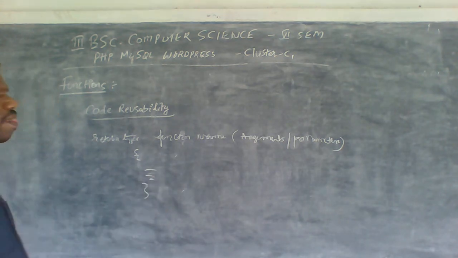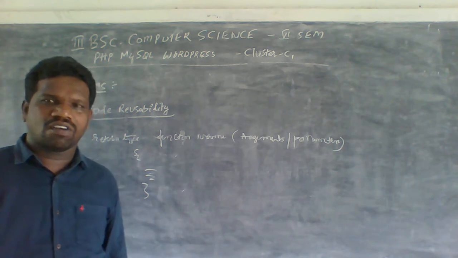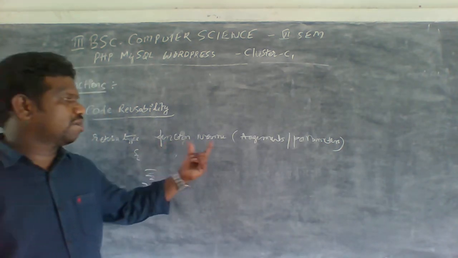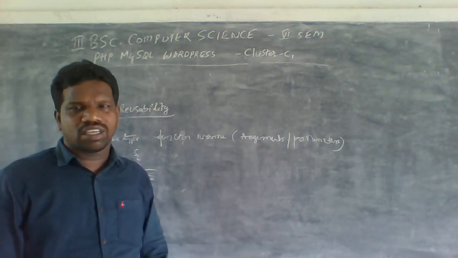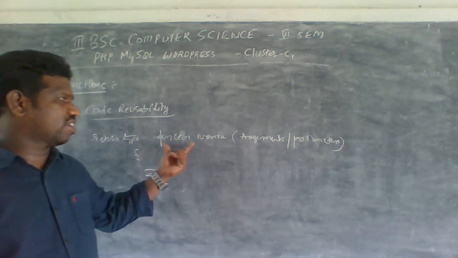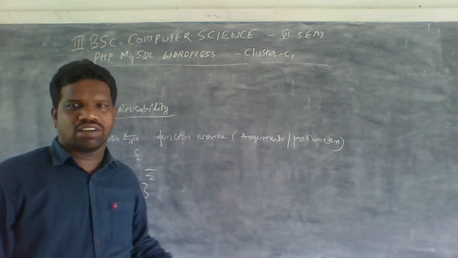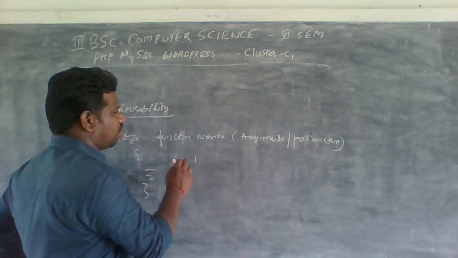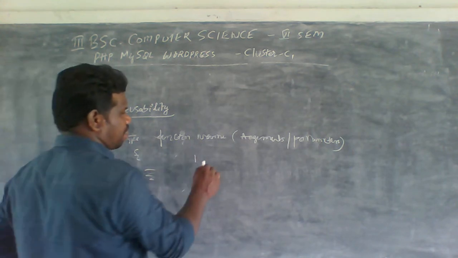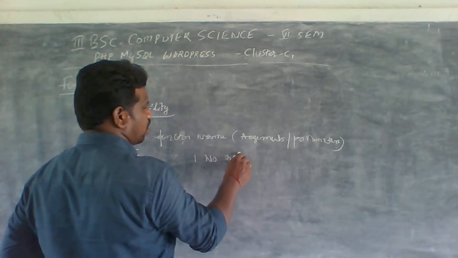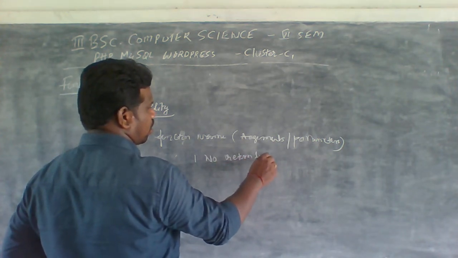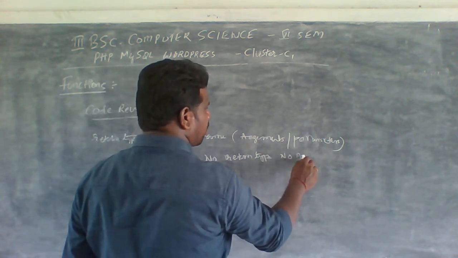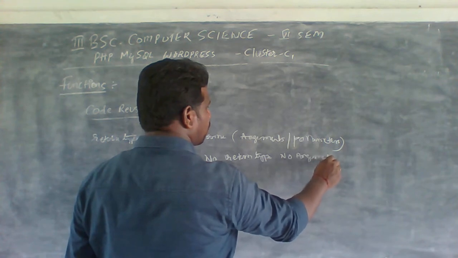So this is called a function when we use it in a C, C++ or Java program: return type, function name and arguments. Here is the return type, here is the function name, and here are the arguments. There are four types of functions available. The first is no return type and no arguments, or no parameters. Both mean the same here.